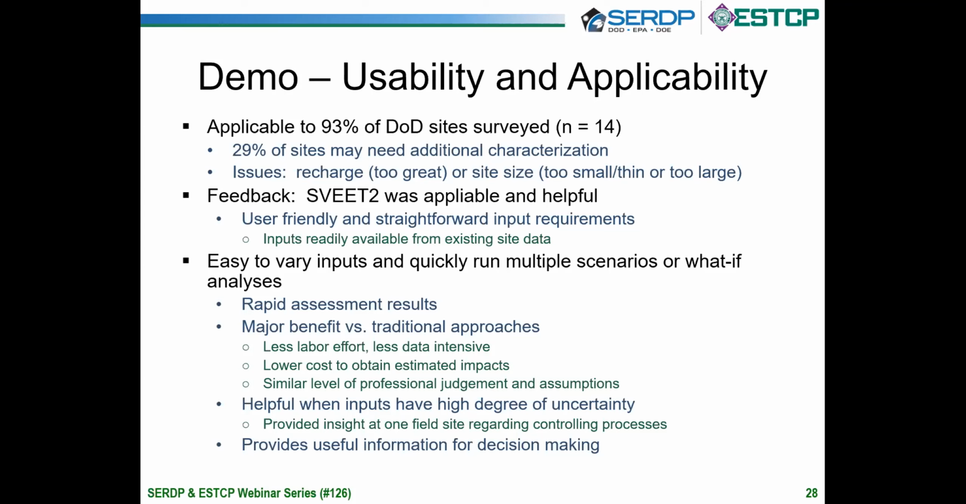They also noted that SEET has a similar level of professional judgment and assumptions involved as you might find with traditional numerical modeling approaches. So this was helpful. The rapid analysis was helpful when you're looking at inputs with a high degree of uncertainty, so we could provide insights about the controlling processes and determine where we might need to get additional information to tighten up those estimates. And it did provide useful information for making remedial decisions.